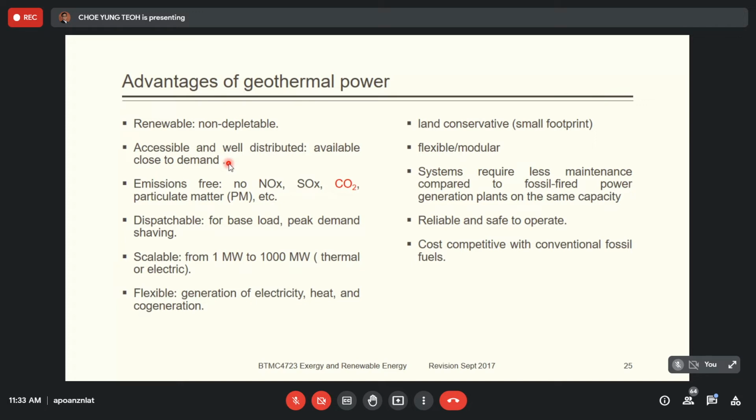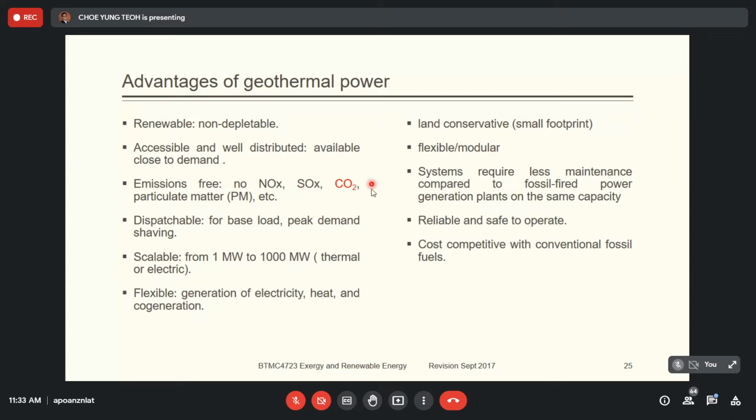In Malaysia, we always have a lot of hot water from the ground. In Setapak we also have. We have hot water resources across the entire Malaysia, so you can say that it is well distributed. And this is emission free, no NOx. X refers to the number, it can be 1, 2, 3, so NO2, NO3. SOx is the same thing, it can be SO2, SO3. And we have CO2 and particulate matter. CO2 is carbon dioxide.